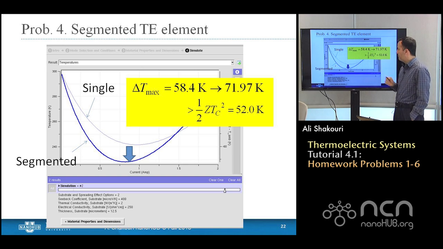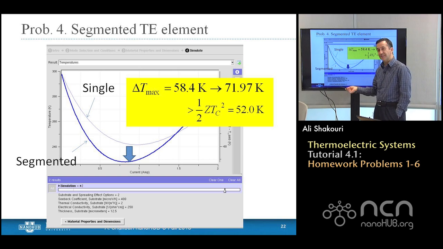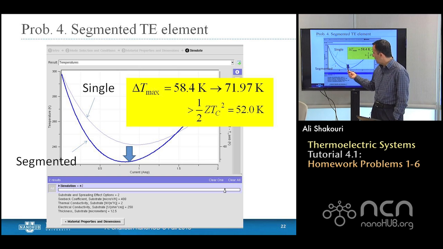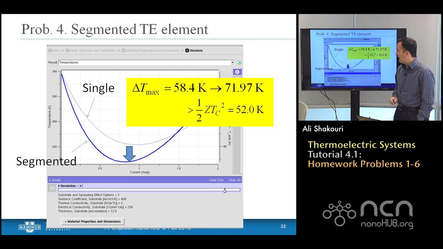That was one of the main conclusions from that lecture on segmented elements, and this heat balance equation gives you exactly that. What you see is that you're able to cool better, pushing this cooling at an even smaller current, because now you have a distributed cooling inside the thermoelectric element.